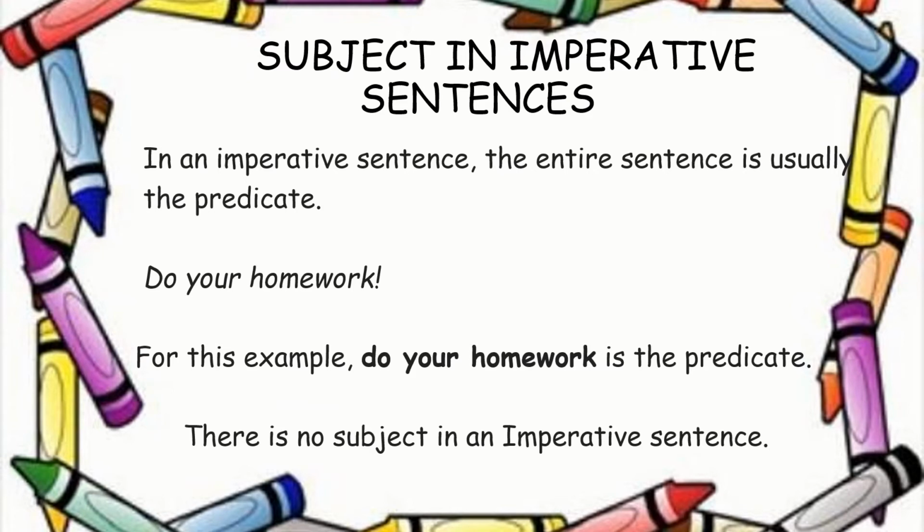Our next topic is subject in imperative sentences. Now, when we studied kinds of sentences, I had told that we don't have subject in imperative sentences. So, in an imperative sentence, the entire sentence is usually the predicate. So, the complete sentence, if it is an imperative sentence, will be the predicate. For example, do your homework. For this example, do your homework is the predicate. Do is the verb and the rest is the object. So that total will become a predicate. It doesn't have a subject. There is no subject in an imperative sentence.